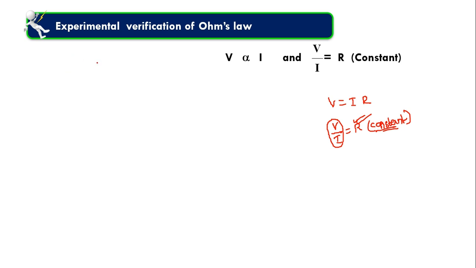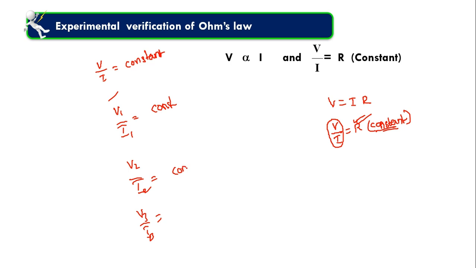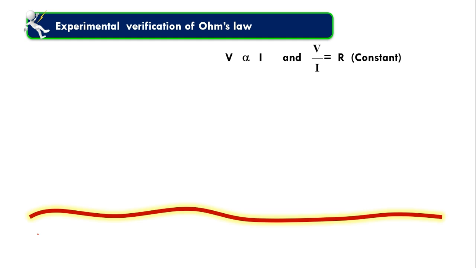So in this experiment, we have to prove that V by I is equal to a constant. Like if we take different values of voltage, V1 by I1, V2 by I2, V3 by I3. Okay. So like this, we have to prove that all these values are constant. So we have to prove this by taking different values of voltage and current.